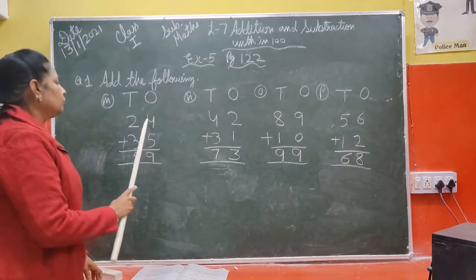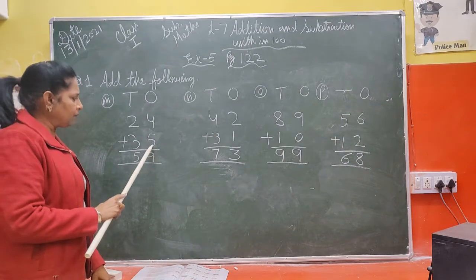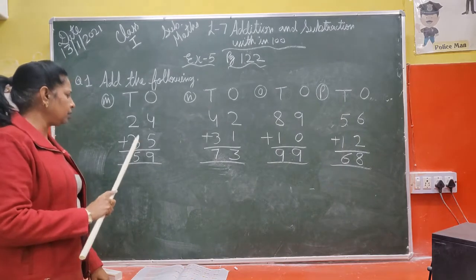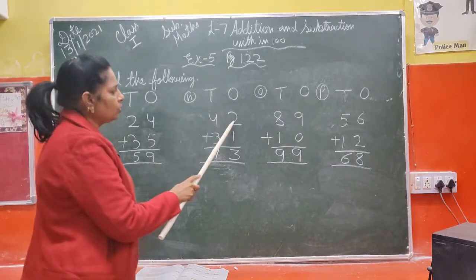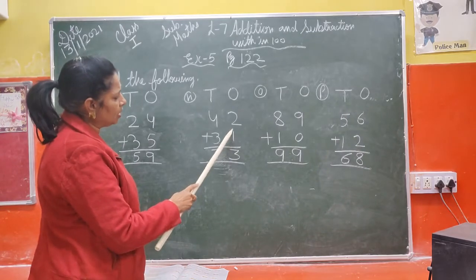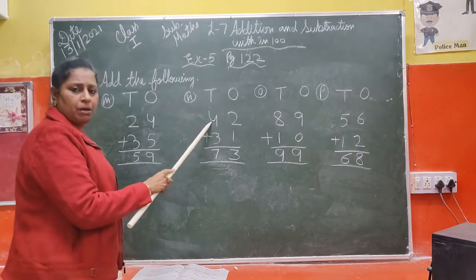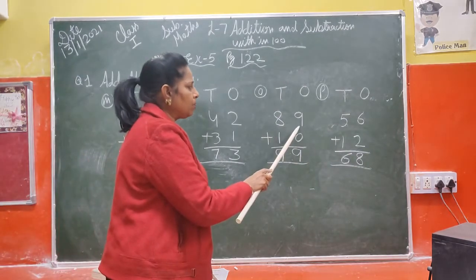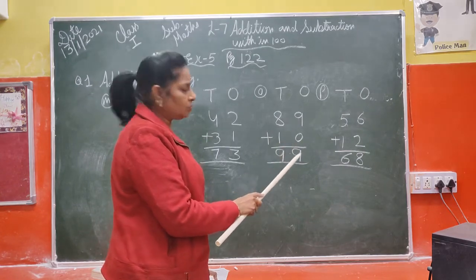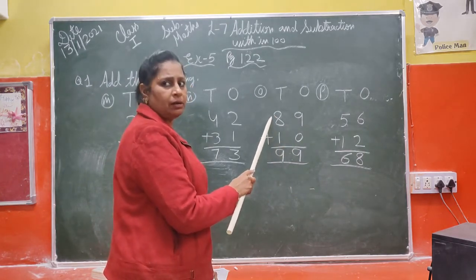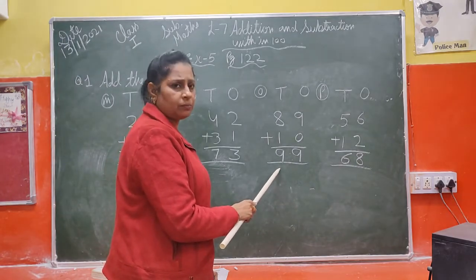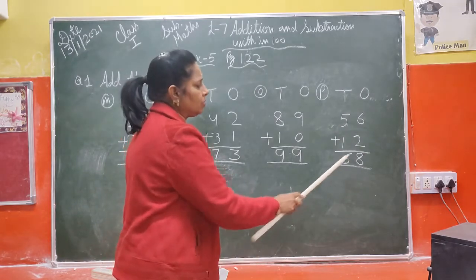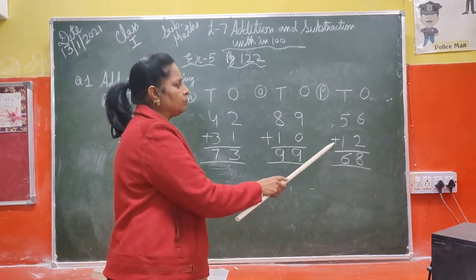Again check. 4 in my mind and 5 in my finger. Answer is 9. 2 in my mind, 3 in my finger. Answer is 5. 2 in my mind, 1 in my finger. Answer is 3. 4 in my mind, 3 in my finger. Answer is 7. 9 in my mind and 0 in my finger. So answer is 9. 8 in my mind and 1 in my finger. Answer is 9. 6 in my mind and 2 in my finger. Answer is 8. 5 in my mind and 1 in my finger.